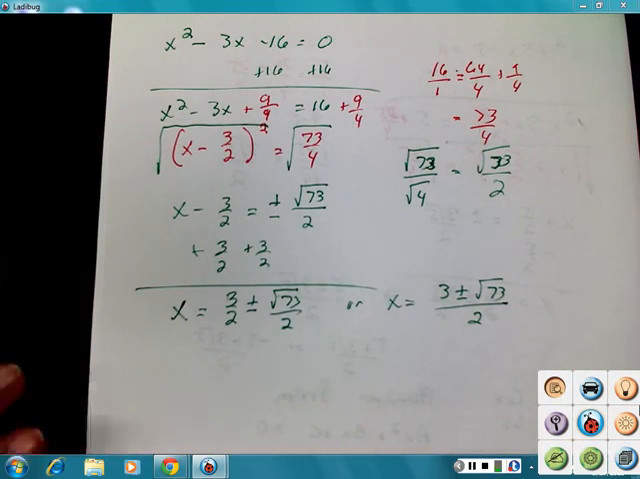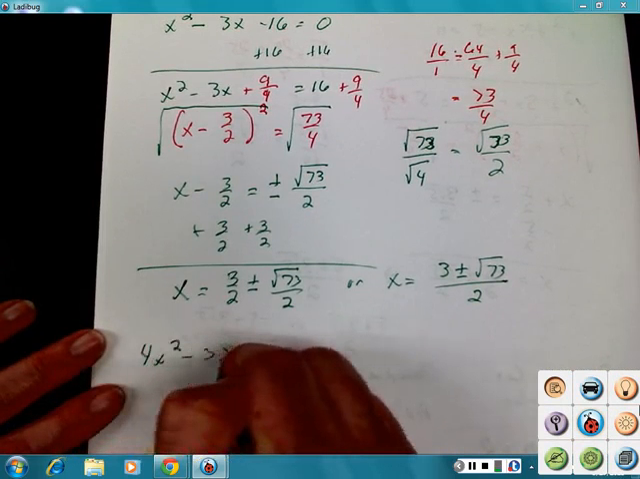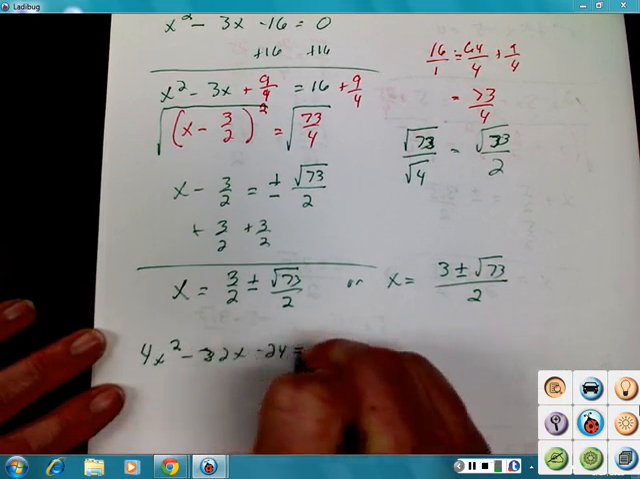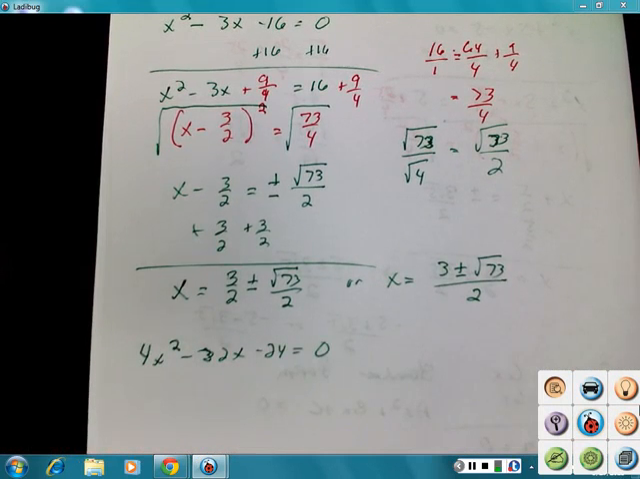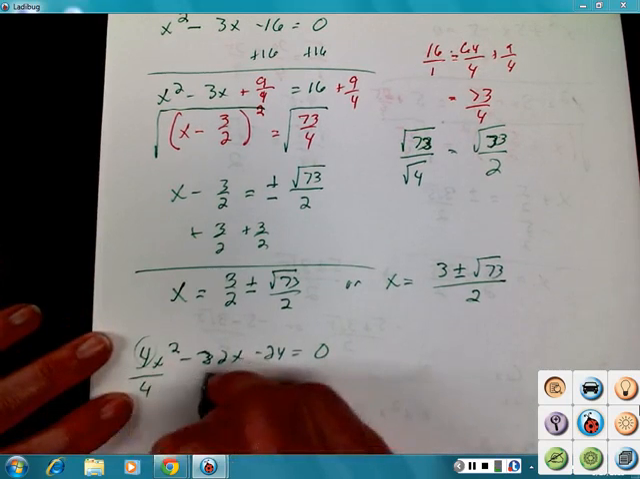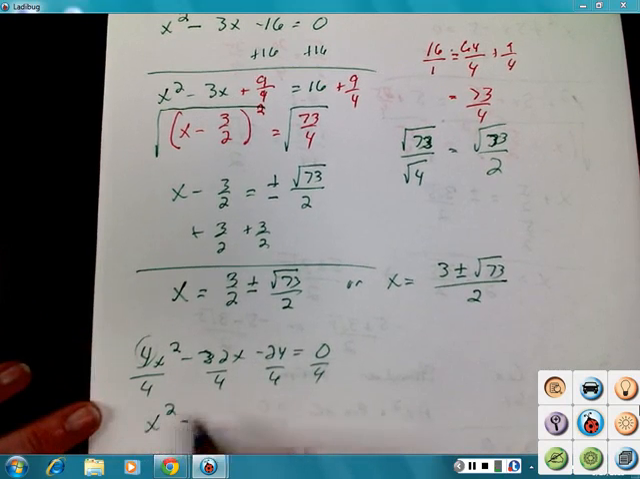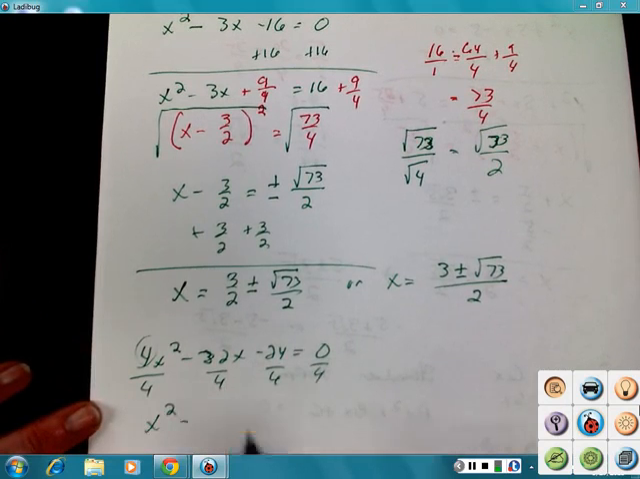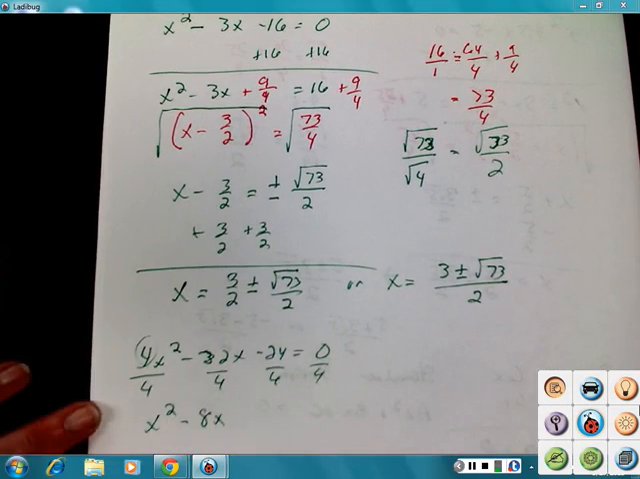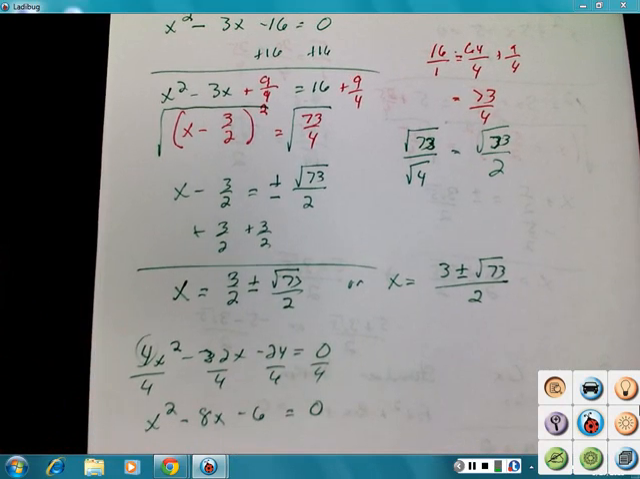Now sometimes they stick a number out in front, such as 4x squared minus 32x minus 24 equals 0. When you have a number out in front of these, I cannot complete the square if I have a 4 sitting there. Right? Can't be done. So that means to get rid of the 4, I need to divide every piece by 4. So 4 divided by 4 leaves me with x squared. 32 divided by 4 leaves me with 8. 24 divided by 4 leaves me with negative 6. And I get a 0 at the tail end.